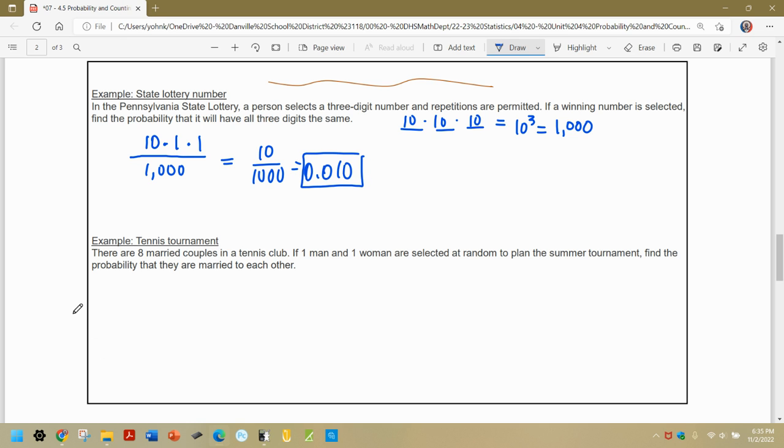Okay, on the bottom, there are 8 married couples in a tennis club. If one man and one woman are selected at random to plan the summer tournament, find the probability that they are married to each other.